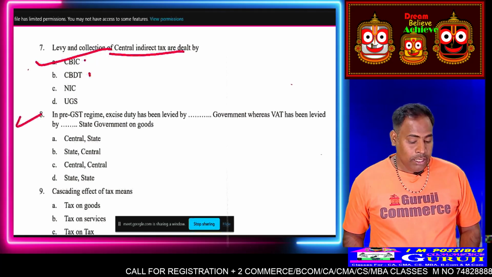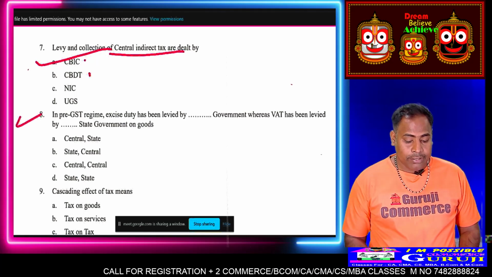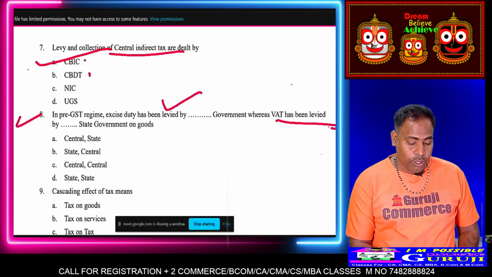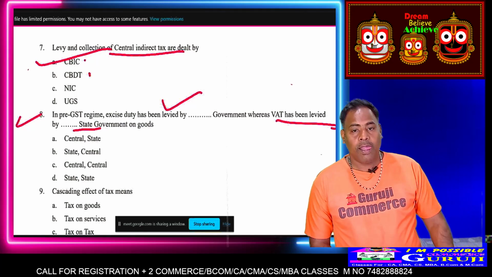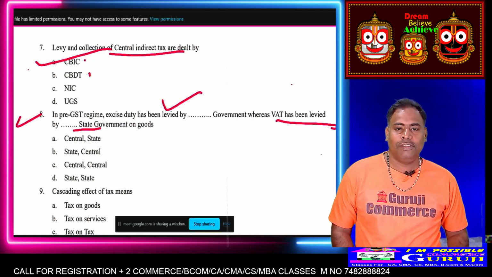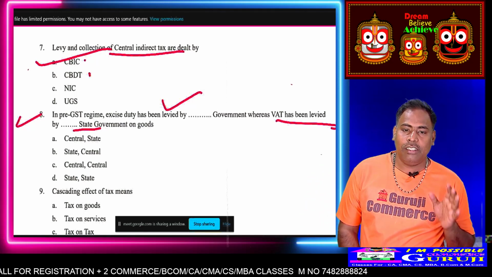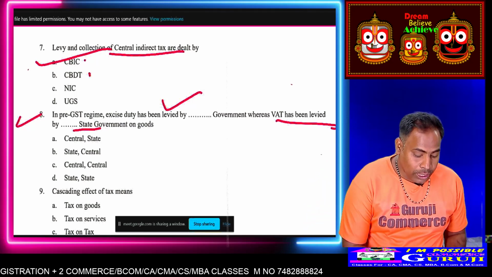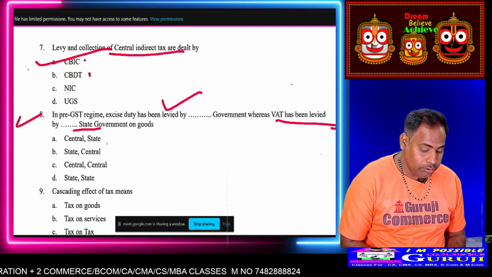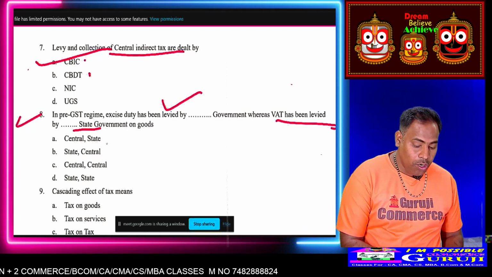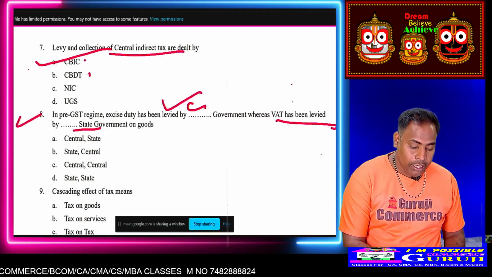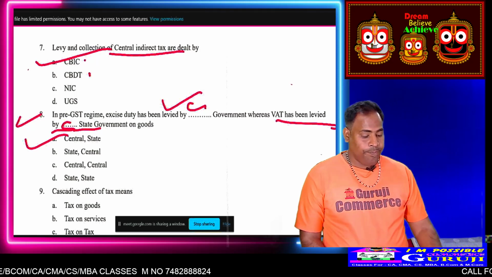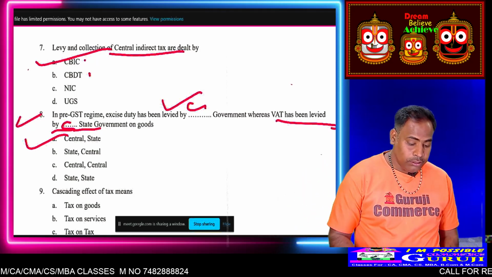Then question 8: in the pre-GST regime, excise duty was levied by dash government, whereas VAT is levied under which government? I told you yesterday, excise is levied by the central government, and VAT is levied by the state government. So A is the right answer. Okay?